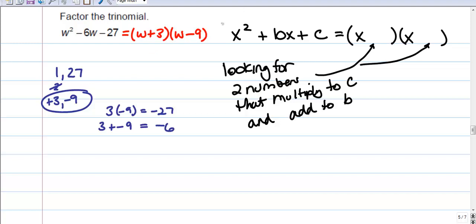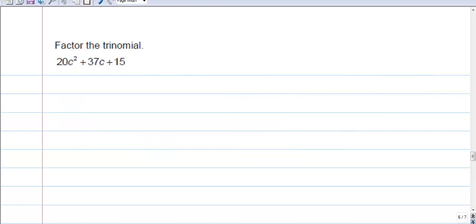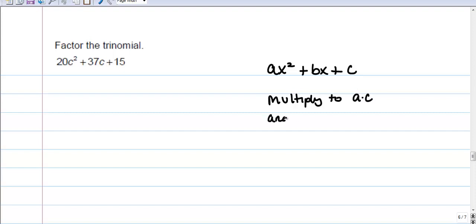The reason why this one is so easy is because there's a 1 sitting in front of that x squared. So that 1 in front of the x squared makes me happy because I'm like, oh, that's an easy one. Yay. Now the next one I'm going to do is a little bit harder because it does not have a 1 there. This is in the form of ax squared plus bx plus c. And so here I'm looking for two numbers that multiply not to c but to a times c and add to b.